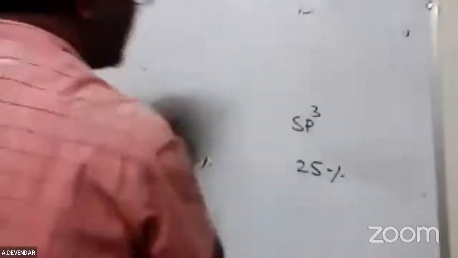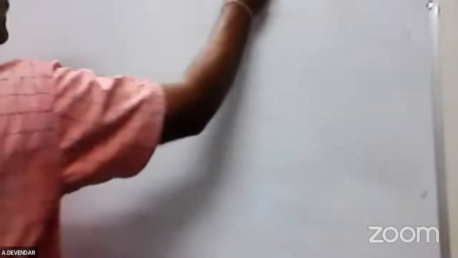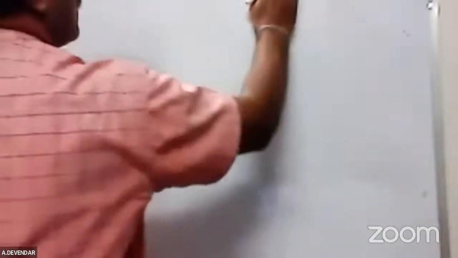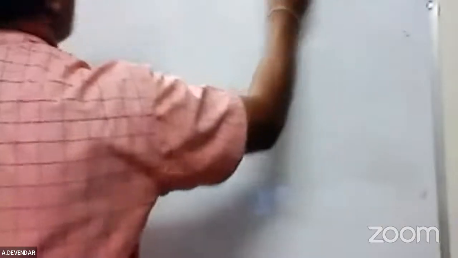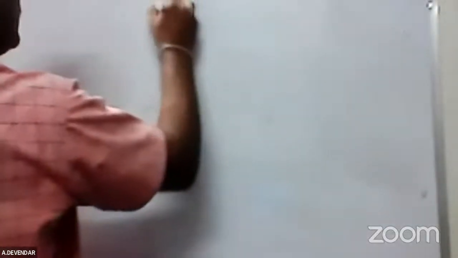Now in organic chemistry, the second chapter is aromatic hydrocarbons. What are aromatic hydrocarbons? Second chapter, aromatic hydrocarbons. In this chapter, the best example of an aromatic hydrocarbon is benzene.